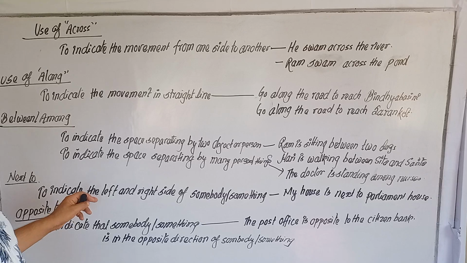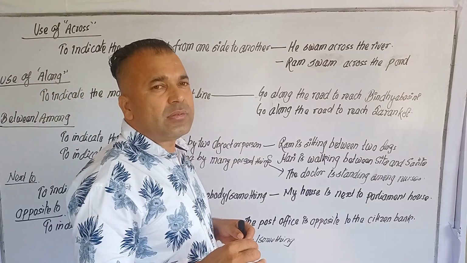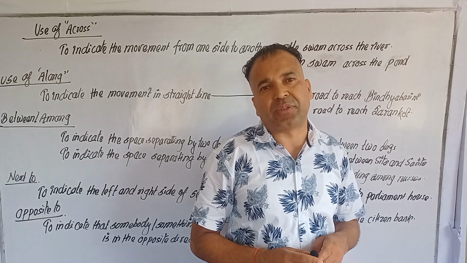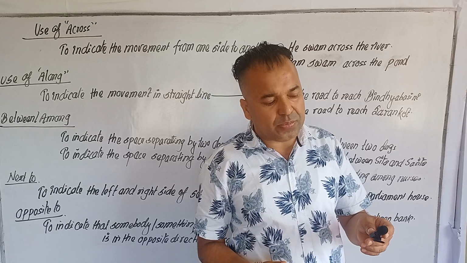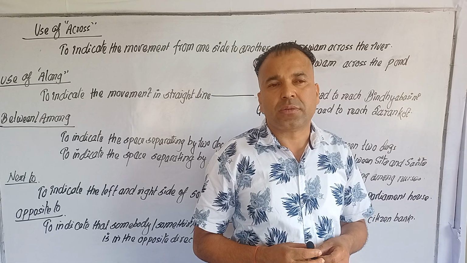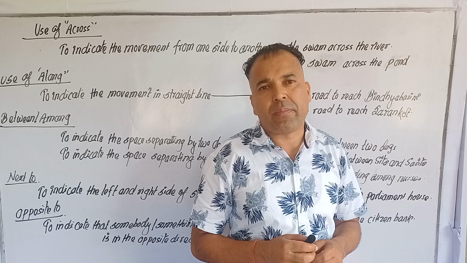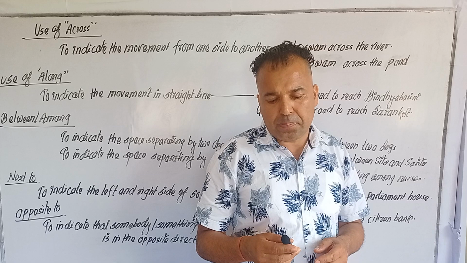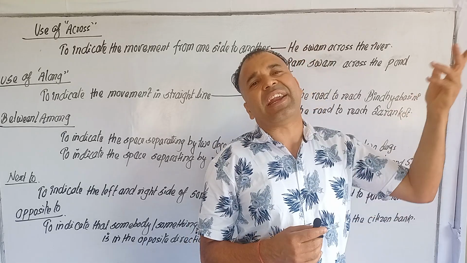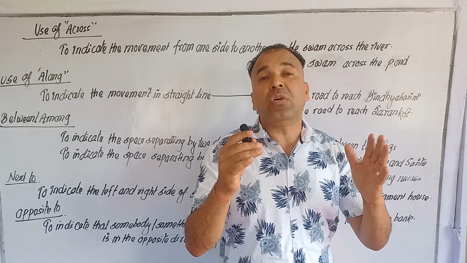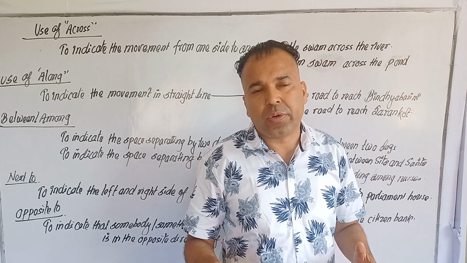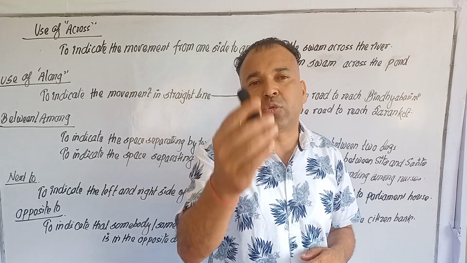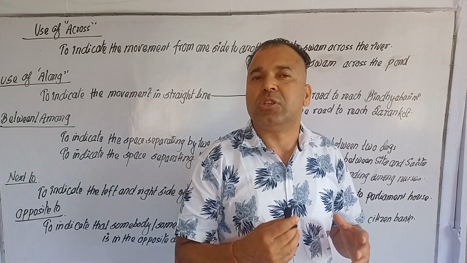Between and among. Between indicates the space between two subjects, somebody or something. Ram is sitting between two men. Nepal lies between China and India. Among: the doctor is standing among the nurses. Among is for more than two persons or things. When the space is surrounded by more than two persons or things, we have to use among.